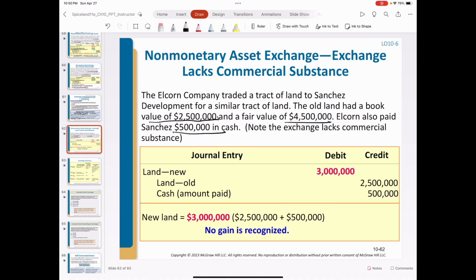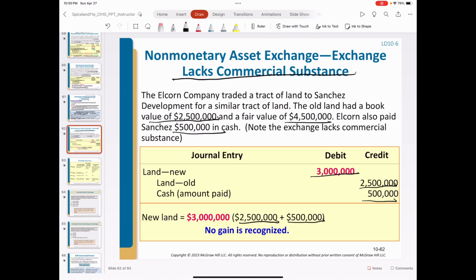However, it lacks commercial substance. So the new land's value is determined by the book value of old land, 2.5, plus cash payments. So we only record $3 million. Remove the book value of old land by crediting land 2.5, and credit cash.